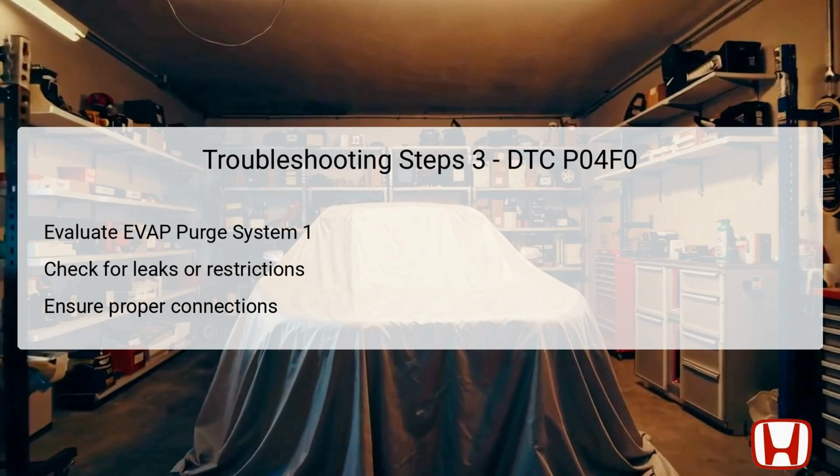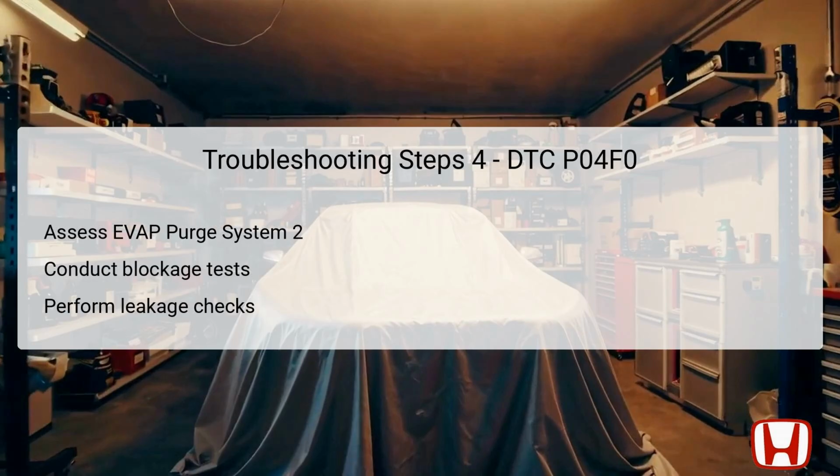The technician should also inspect the integrity of hoses and fittings to ensure they are free from damage or cracks that could cause vapor loss. Conducting a thorough inspection at this stage aids in identifying potential physical faults that can be rectified swiftly to restore proper EVAP functionality. The fourth step focuses on the EVAP Purge System 2, which also aids in vapor flow management.